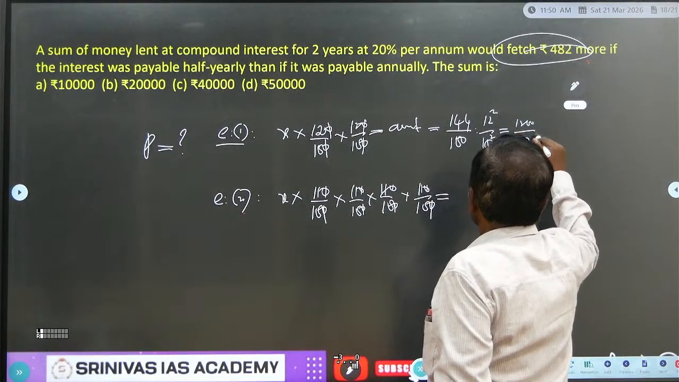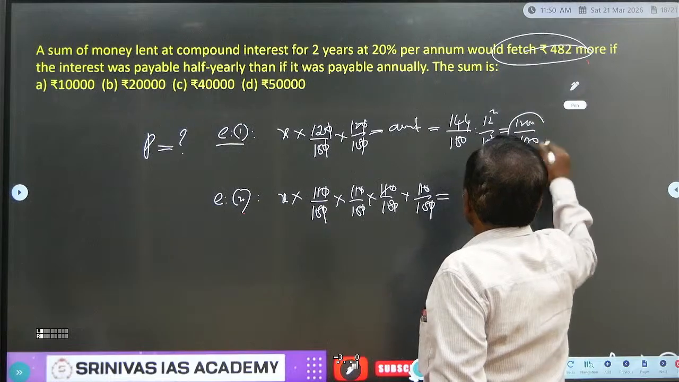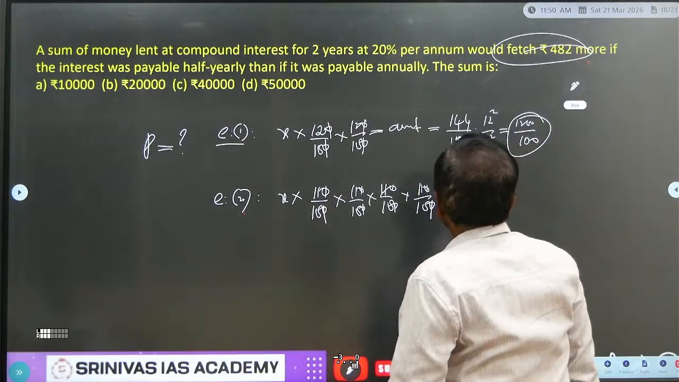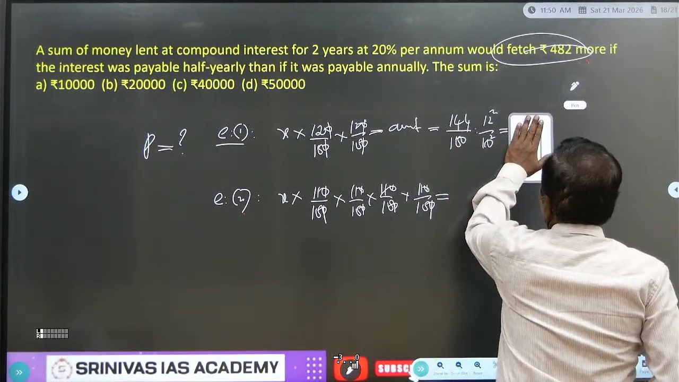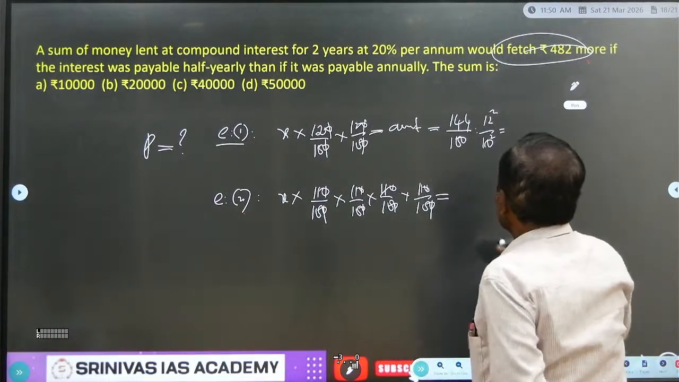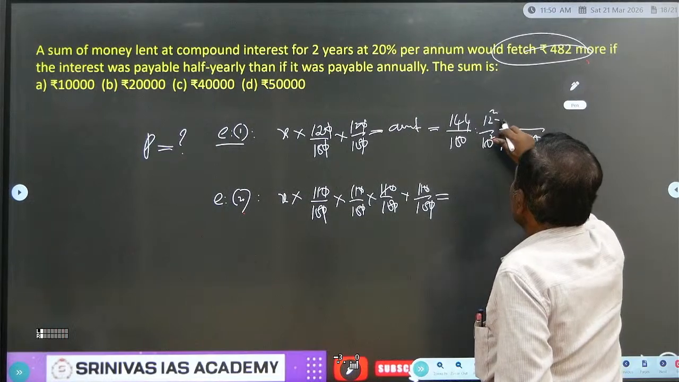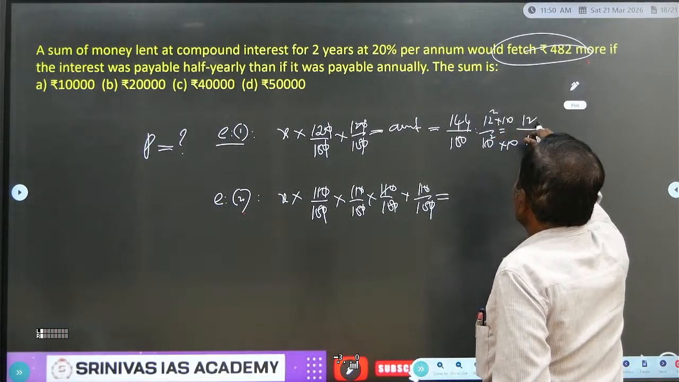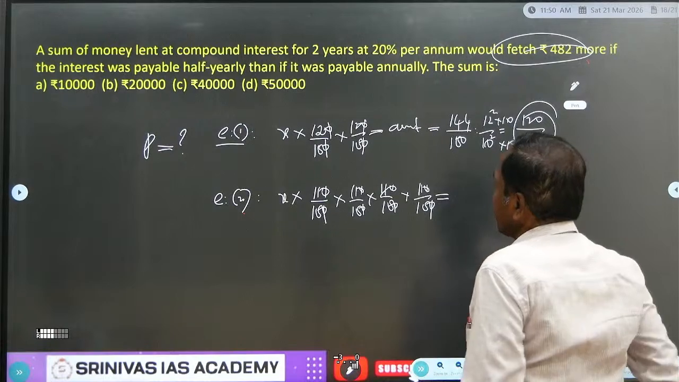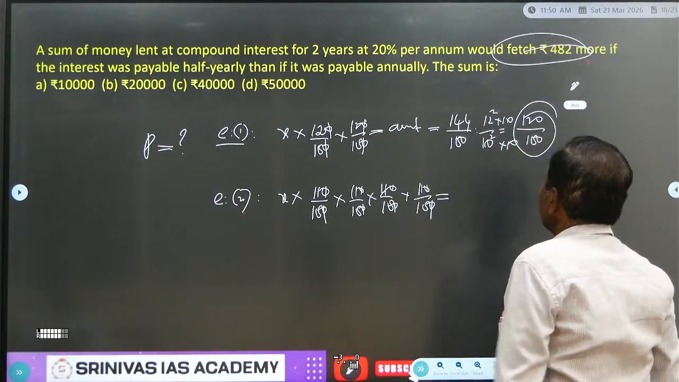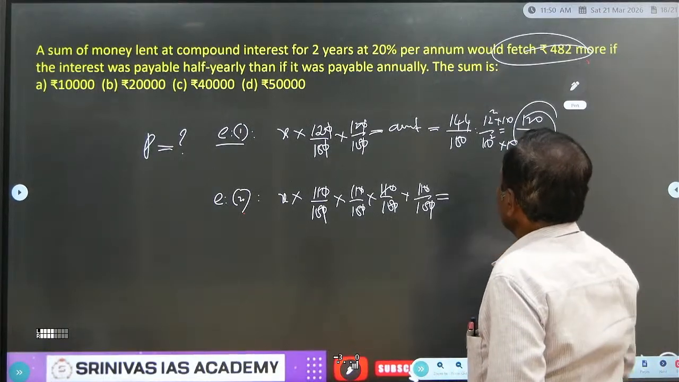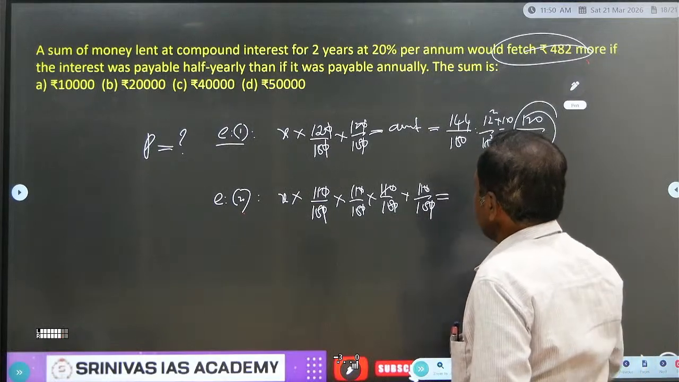1200 by 100. Okay, what is this? What did I do right here? Into 10, 100. This is into 10, 120. So 120%, whatever. Okay, 20% is there. This is the same. That's okay. But the amount is known.